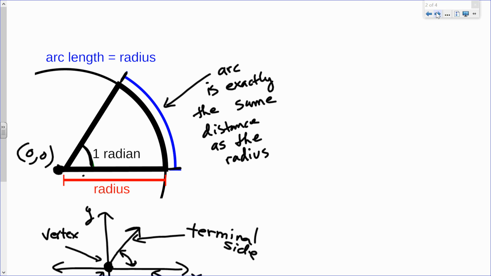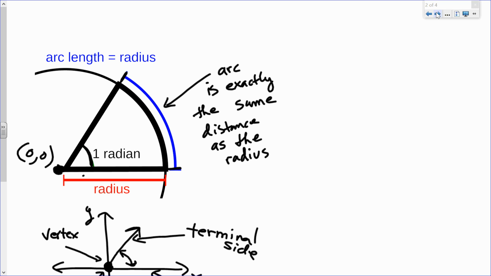Now, let's get back to basics though. An angle that's 1 radian would be an angle that would intercept, that would capture an arc the exact same distance as the radius. I want you to just soak that in. Imagine an angle opening up and stopping here, and this part of the circle being the exact same distance as the radius. That's 1 radian.